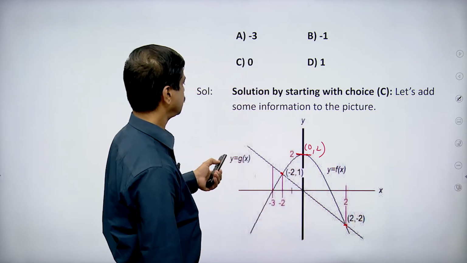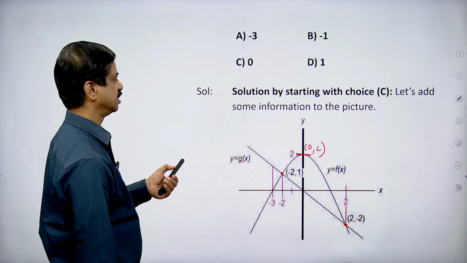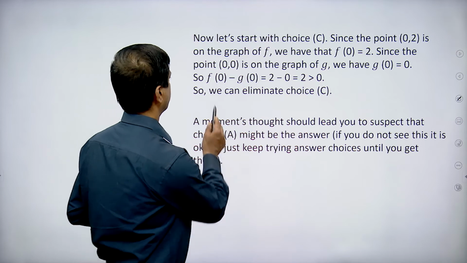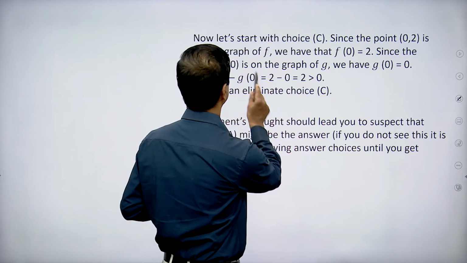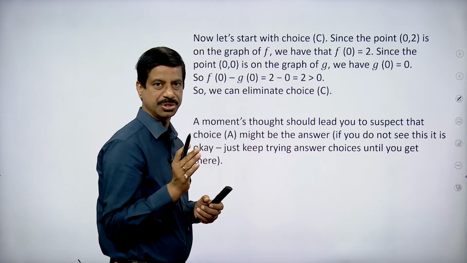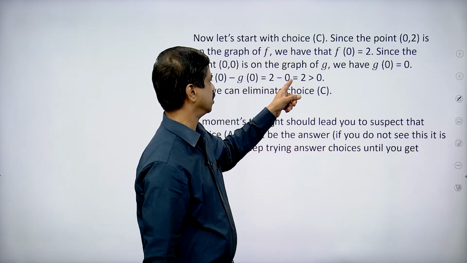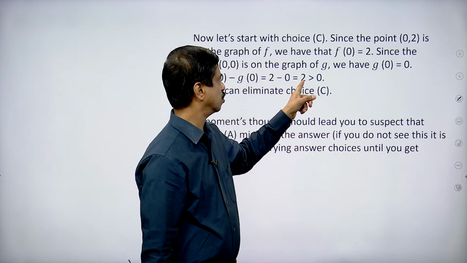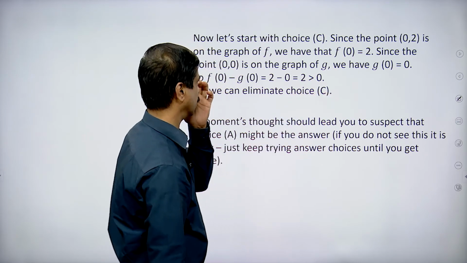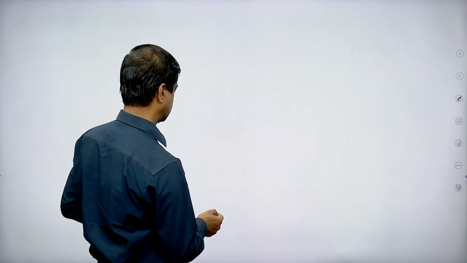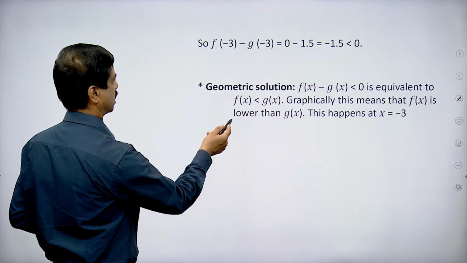Now, f of x minus g of x is less than 0, he says. So, where is it possible? We are going through the options. If you take option C, f of 0 minus g of 0: f of 0 is 2, g of 0 is 0. So, 2, which is greater than 0. Similarly, you can go for all these things, different values that are given.